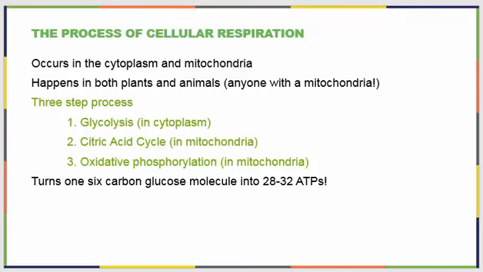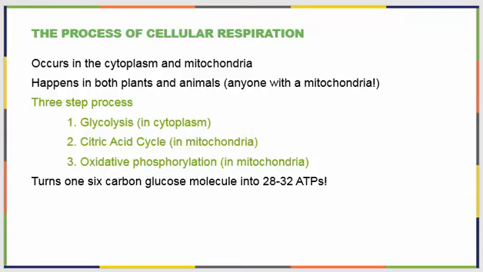The process of cellular respiration occurs in both the cytoplasm and the mitochondria, and it happens in plants and animals. It can happen in anybody that has a mitochondria. It's a 3-step process, although there are some littler linking steps in there. The first step is called glycolysis, and that happens in the cytoplasm. The next two, the citric acid cycle and the oxidative phosphorylation portion, both occur in the mitochondria.